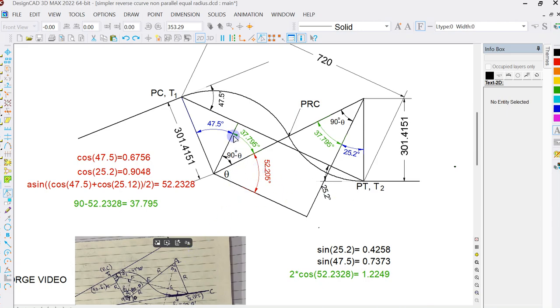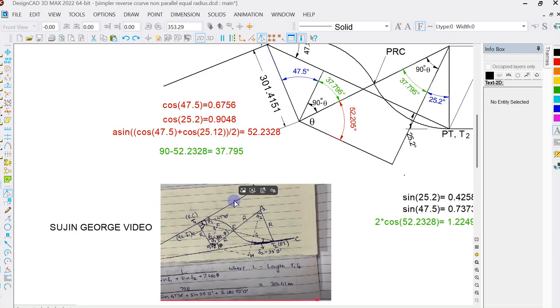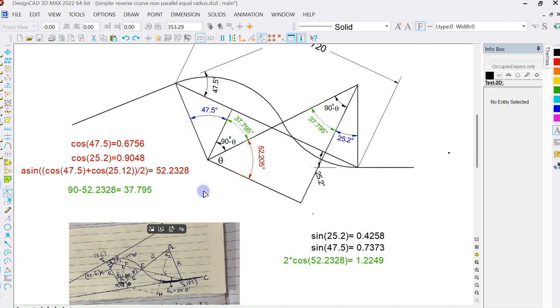So you go through, you run the perpendiculars, and since this becomes a rectangle, you can calculate this angle to this one, and then calculate that angle there. He does a real good job, so if you're interested, watch that. His name is Sujin George, and it's a video on reverse curves. And with that, you can calculate 90 minus that. He goes through that process real well.